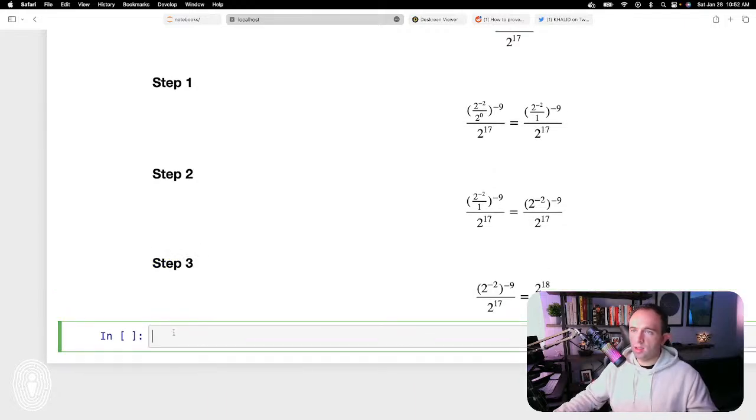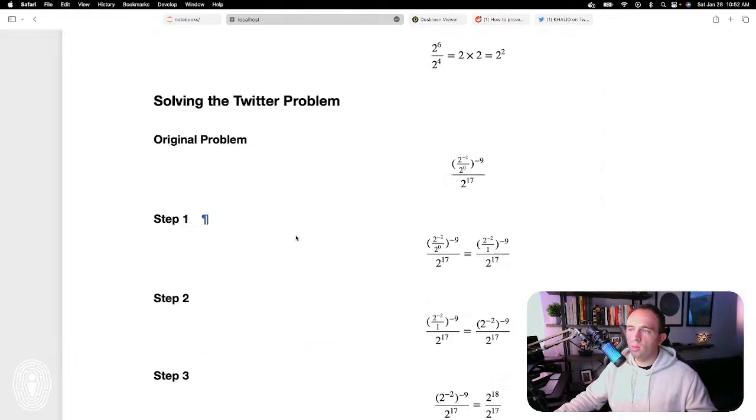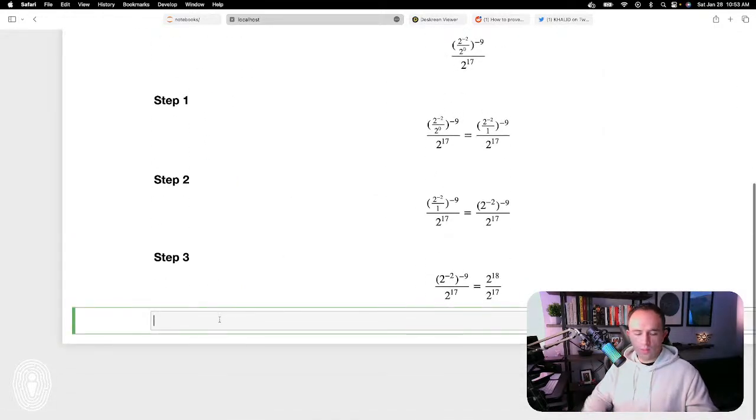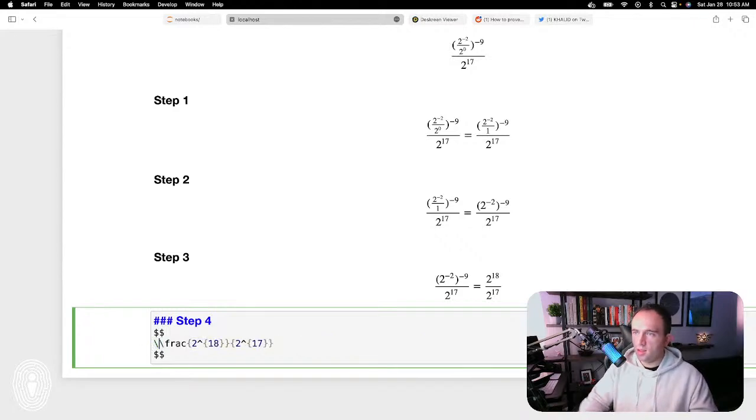All right, so that was step 3, making a markdown cell. I need to learn the hotkey for how to do the markdown cells. All right, so step 4. We are going to start with this side. Sorry about that. So that is 2 to the 18th over 2 to the 17th, which equals 2 to the 1st power. And that's all just going to equal 2.